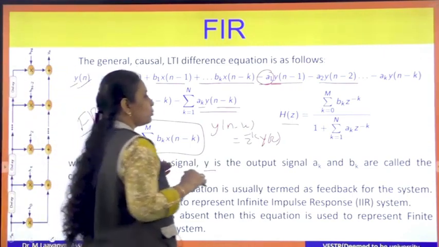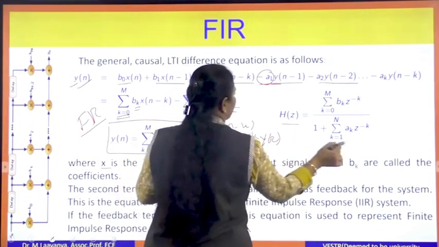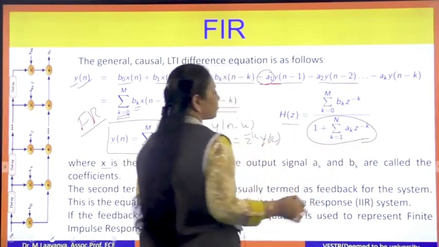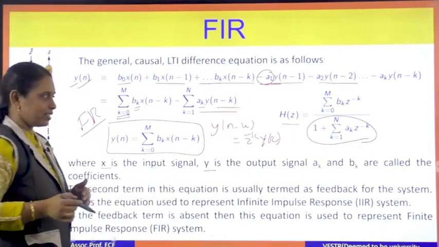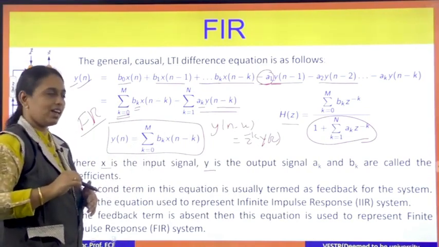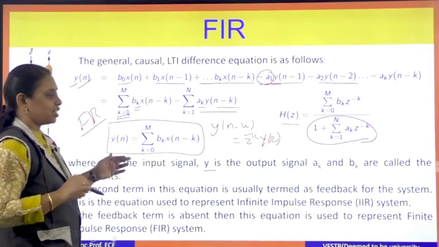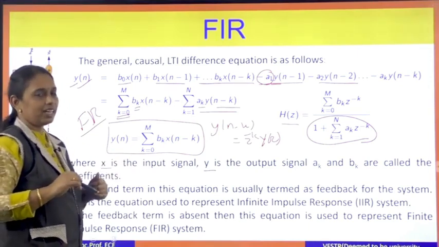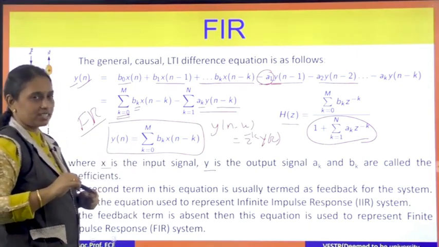In that, I can remove the ak y of n minus k terms in the denominator, since they won't exist. So we will have only bk x of n minus k, and using this equation let us see how we can identify the direct form structure.